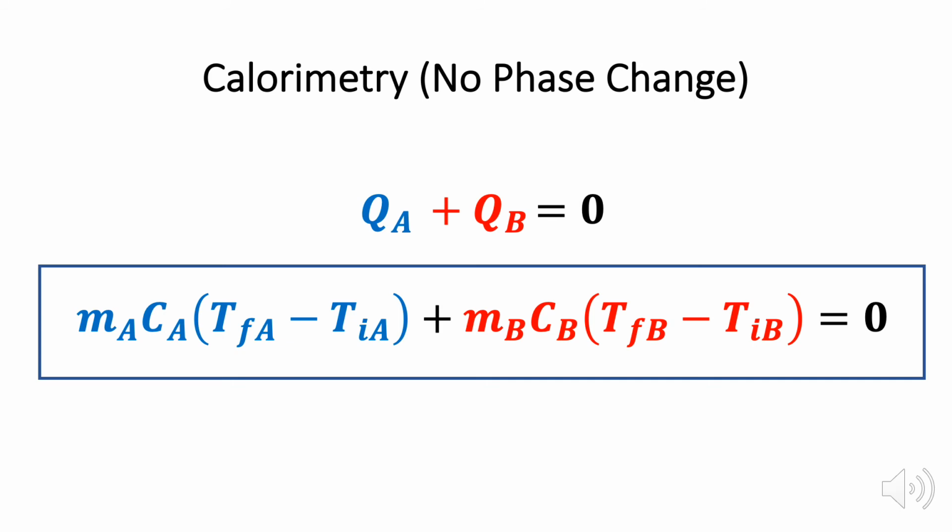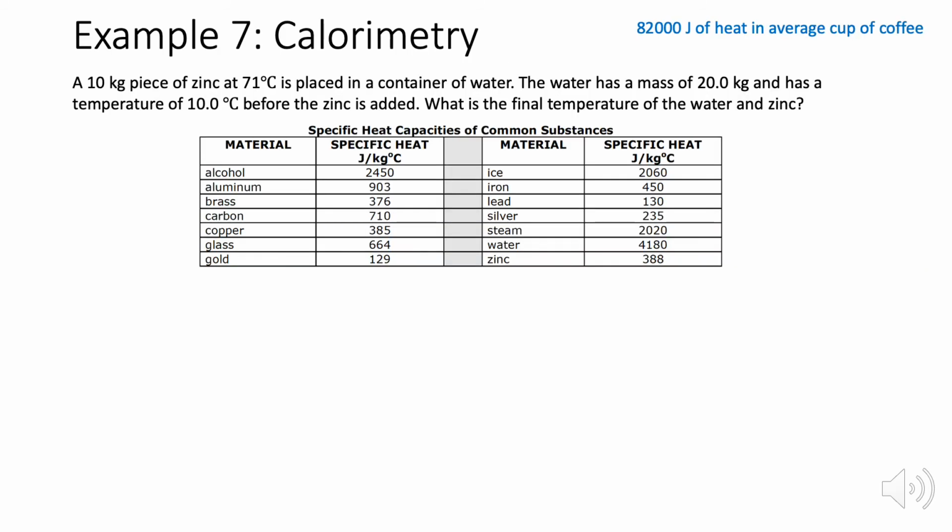Let's do an example. And we only have examples 7, 8, 9, and 10 for this. So a 10 kilogram piece of zinc at 71 degrees Celsius is placed in a container of water. The water has a mass of 20 kilograms and has a temperature of 10 degrees Celsius before the zinc is added. What is the final temperature of the water and the zinc?